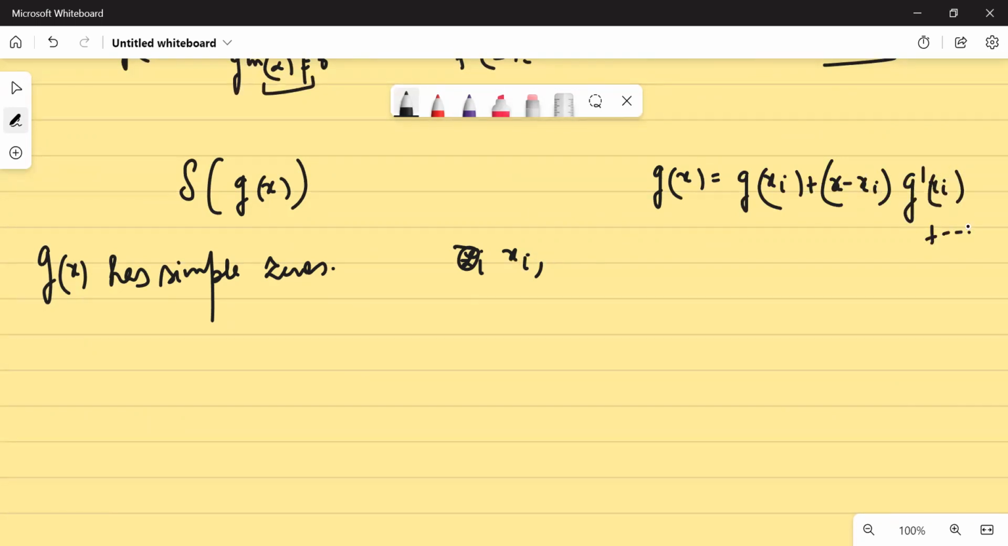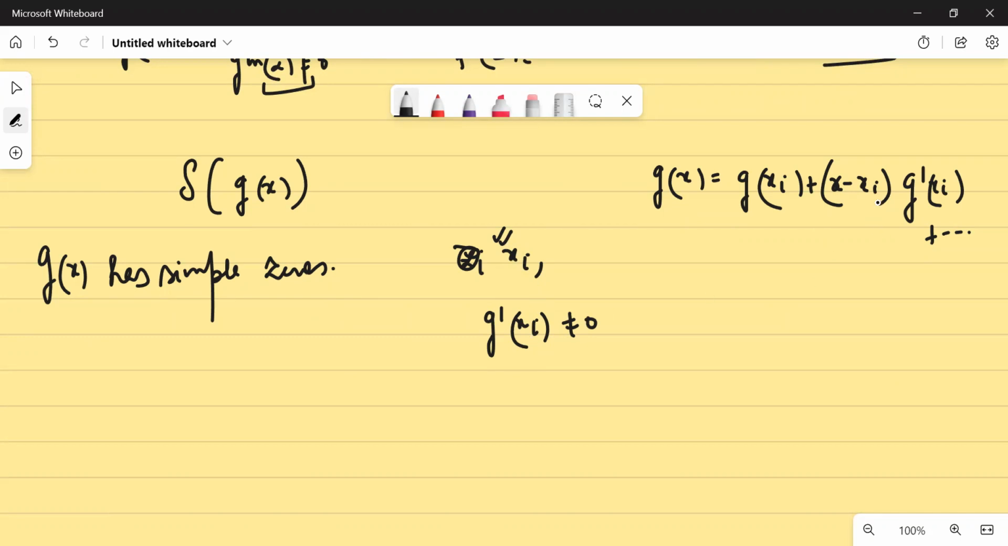and so on. Obviously, you can see that if I have a simple zero at x equal to xi, the derivative of g(x) would not be equal to 0. Because if at all it was a multiple zero, then the derivative would have been 0. But if I'm saying that it is a simple zero, then g dash xi would be non-zero. Is that clear to you?